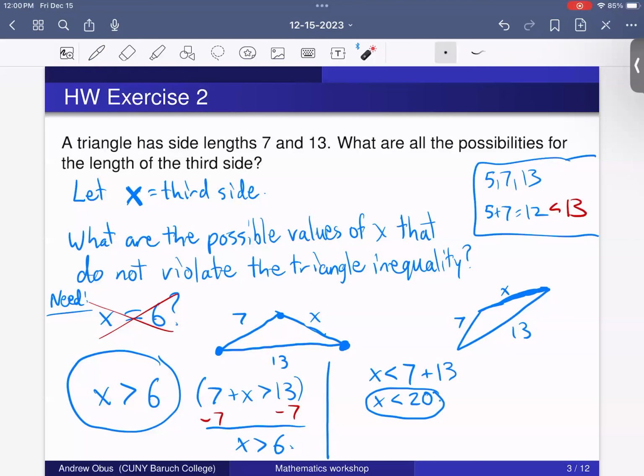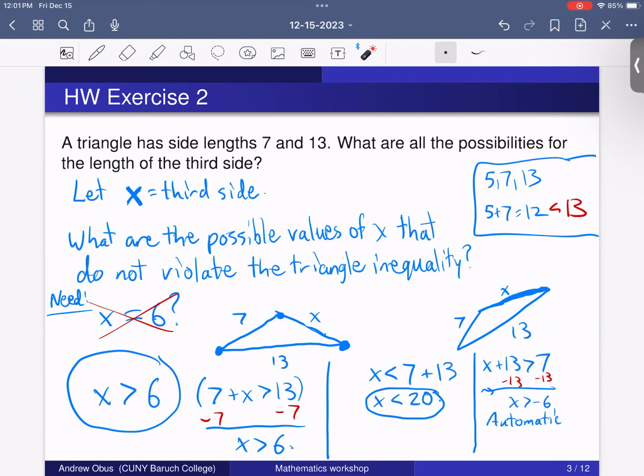So we have to have that x is greater than 6, and we also have to have that x is less than 20, right? And now really there's a third inequality, but this one doesn't matter, right? I also have to have that x plus 13 is greater than 7, but this just means that if we subtract 13 from both sides, we're going to get that x is greater than -6, and this is automatic, right? Because the side of a triangle is always positive. So this condition I don't really need to include, because we already know that x is greater than 6 even, and it has to be less than 20.